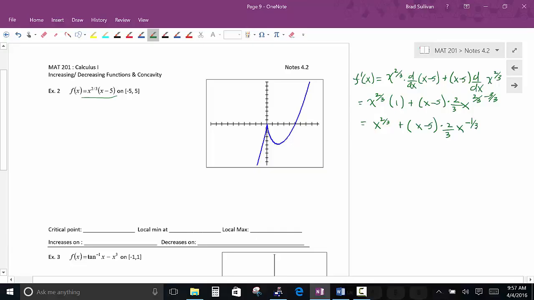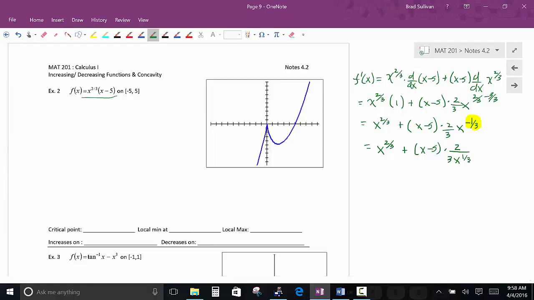Okay, now I think it's important on this one to go ahead and change this negative exponent to positive, because that'll help you understand where the first derivative might be undefined. So I'm going to write this as x to the 2/3 plus x minus 5 times 2 over 3 x to the 1/3 like that. Okay, and we'll stop at the derivative on that.